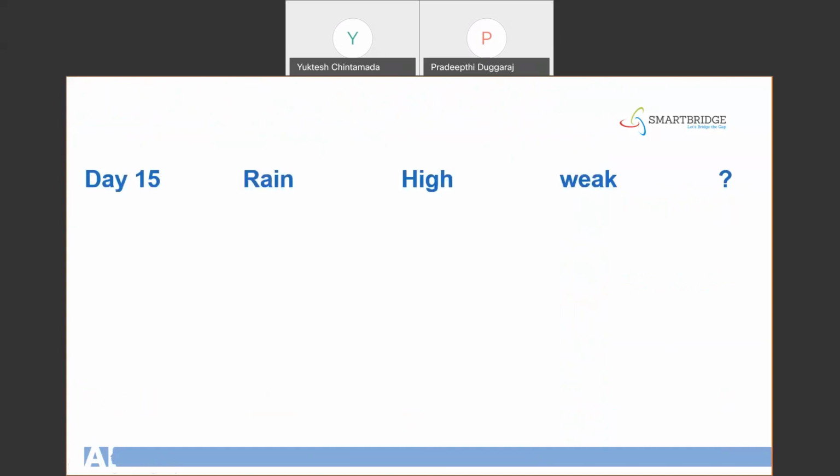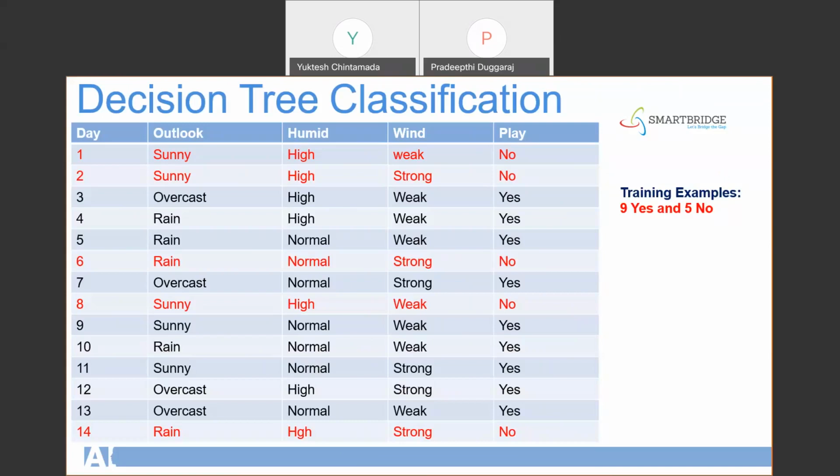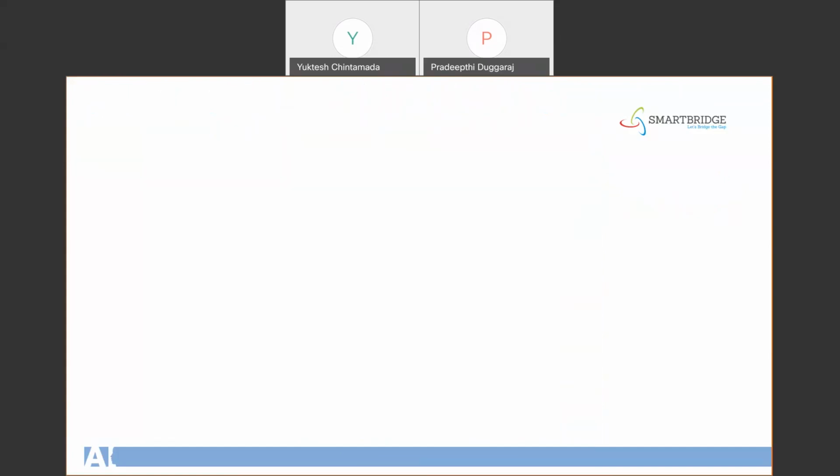Now, based on the data set, on the 15th day it is rainy, the humidity is high, and the wind is weak. You tell me whether the person will play or not. As we have only 14 observations, you can do some thinking and say whether he will play or not. But if it is a huge data set with lakhs or millions of rows, how can a machine predict whether the person will play based on these weather parameters?